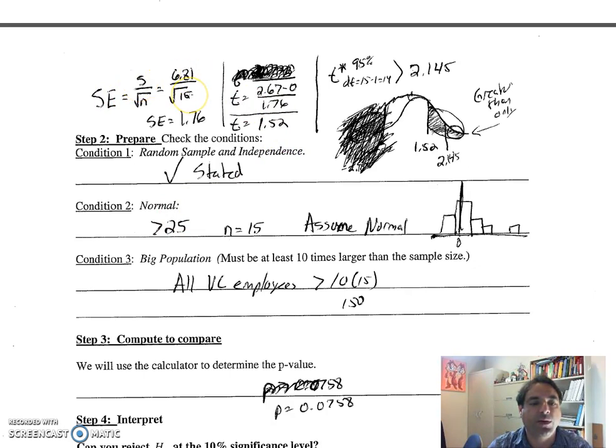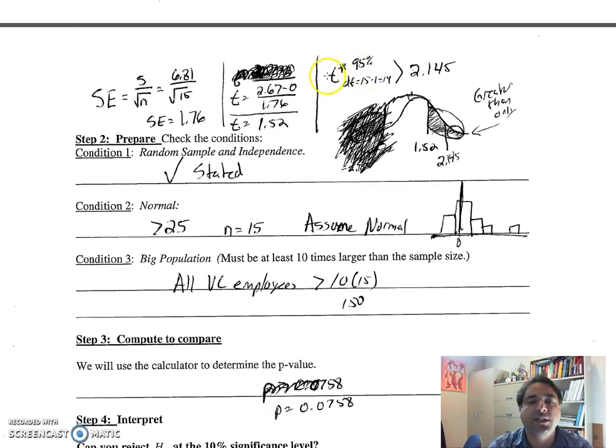And then we're going to do our SE. Standard deviation divided by square root of n. 6.81 divided by square root of 15 gives us an SE of 1.76. T is 2.67 minus 0, x bar minus mu, over the SE, 1.76, gives us a T of 1.52.